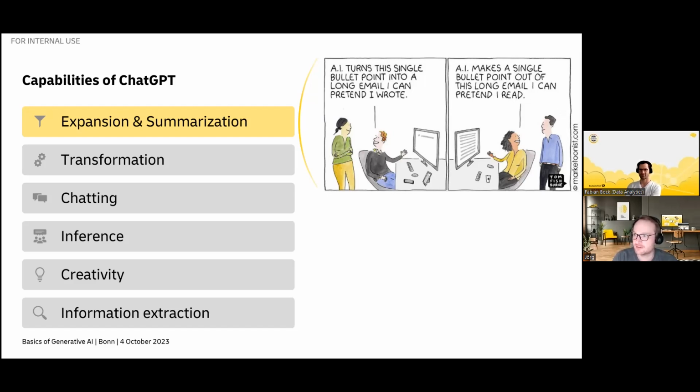And I think this comic here on the right-hand side is quite nice, because on the left-hand side, someone is telling their colleague, okay, this AI turns my single bullet point into a long email I can pretend I wrote. And on the other side, the receiver says, I get this email and now I can have it summarized in 5 bullet points. So why didn't they just send the bullet points in the first place? But yeah, that is how humans work, I guess, in many cases.